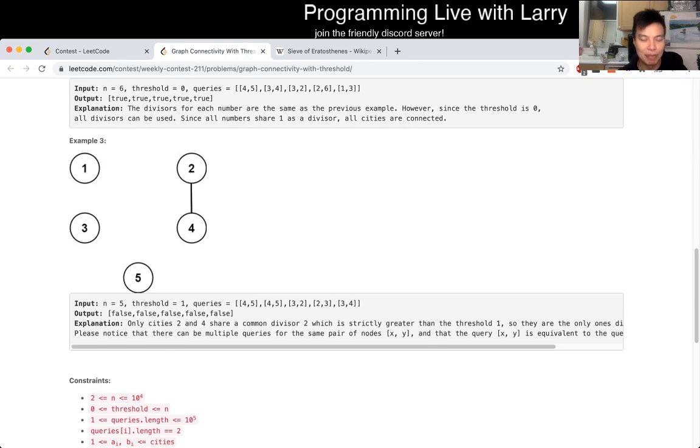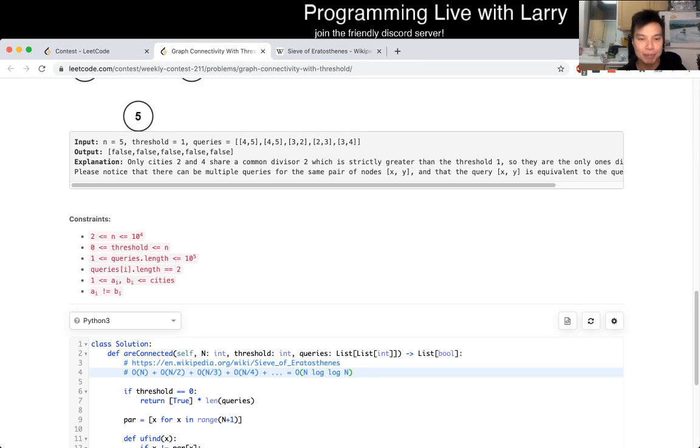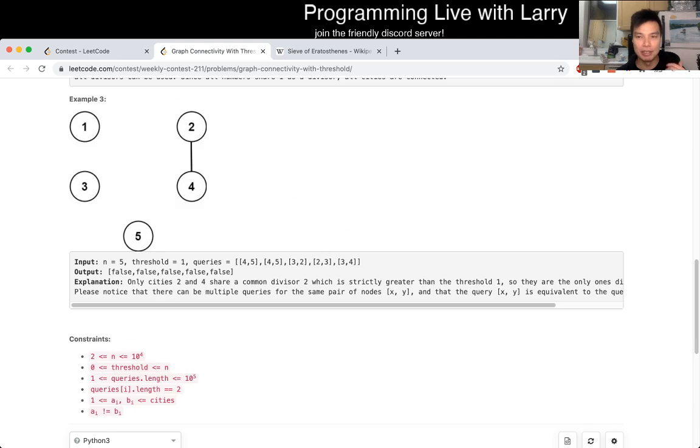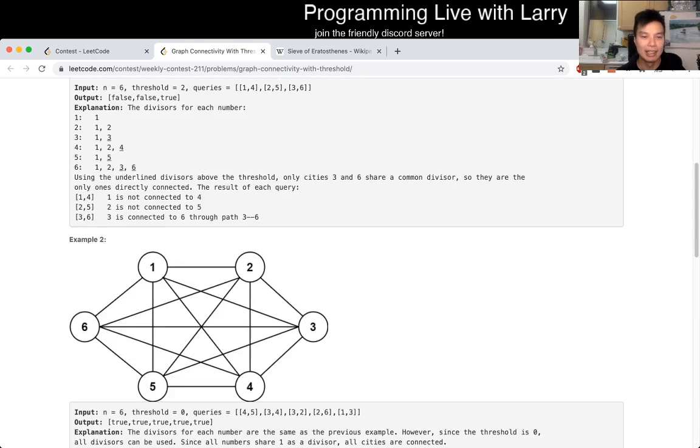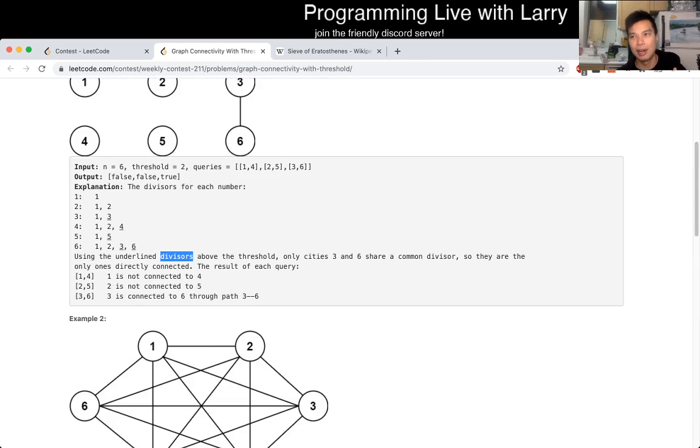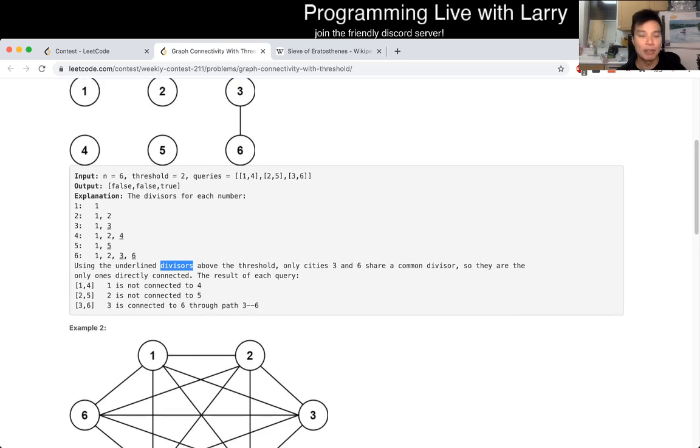They're up to 10 to the 5th queries, so we're going to do union find, right? Basically, we're looking at each divisor, instead of asking, given two numbers A and B, what are their common divisors? So that's one way to do it.